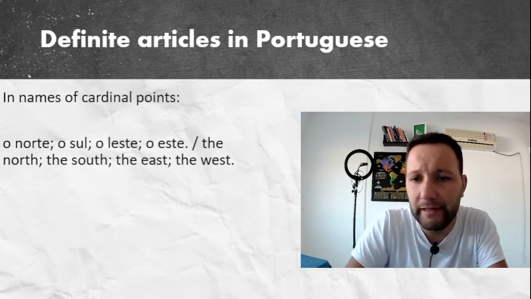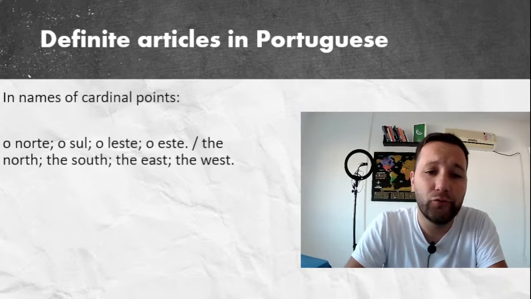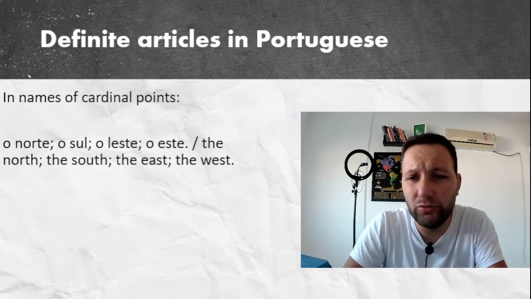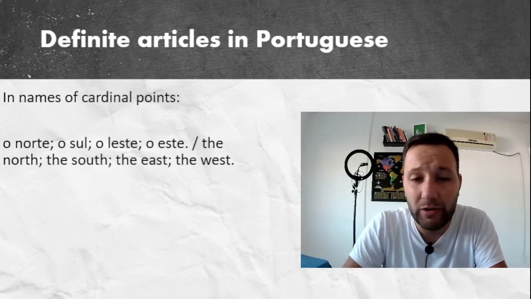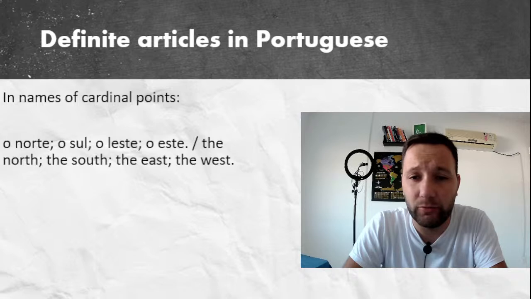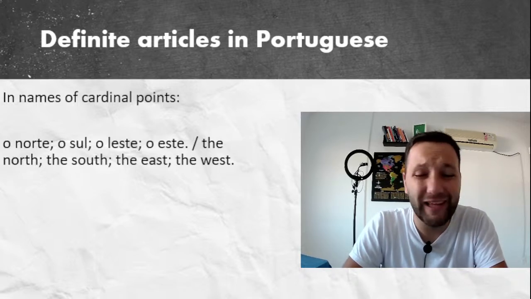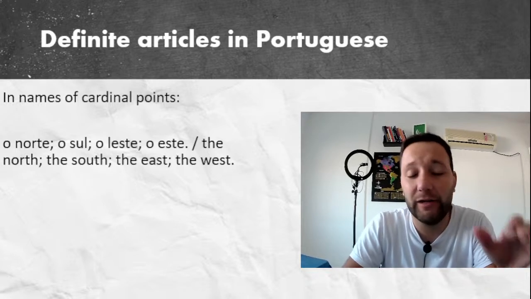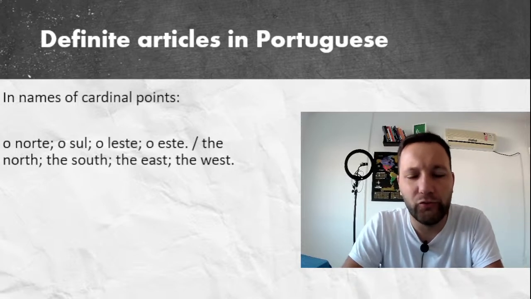Also, we use the definitive articles in some cardinal points, like o norte, the north, o sul, o leste. Eu vivo em o sul do Brasil. I live in the south of Brazil. We are using a definitive article. We cannot say, eu vivo sul. No, don't say this. Always for cardinal points, use the. That would be o sul, o norte. Eu vivo em o sul, em o leste.